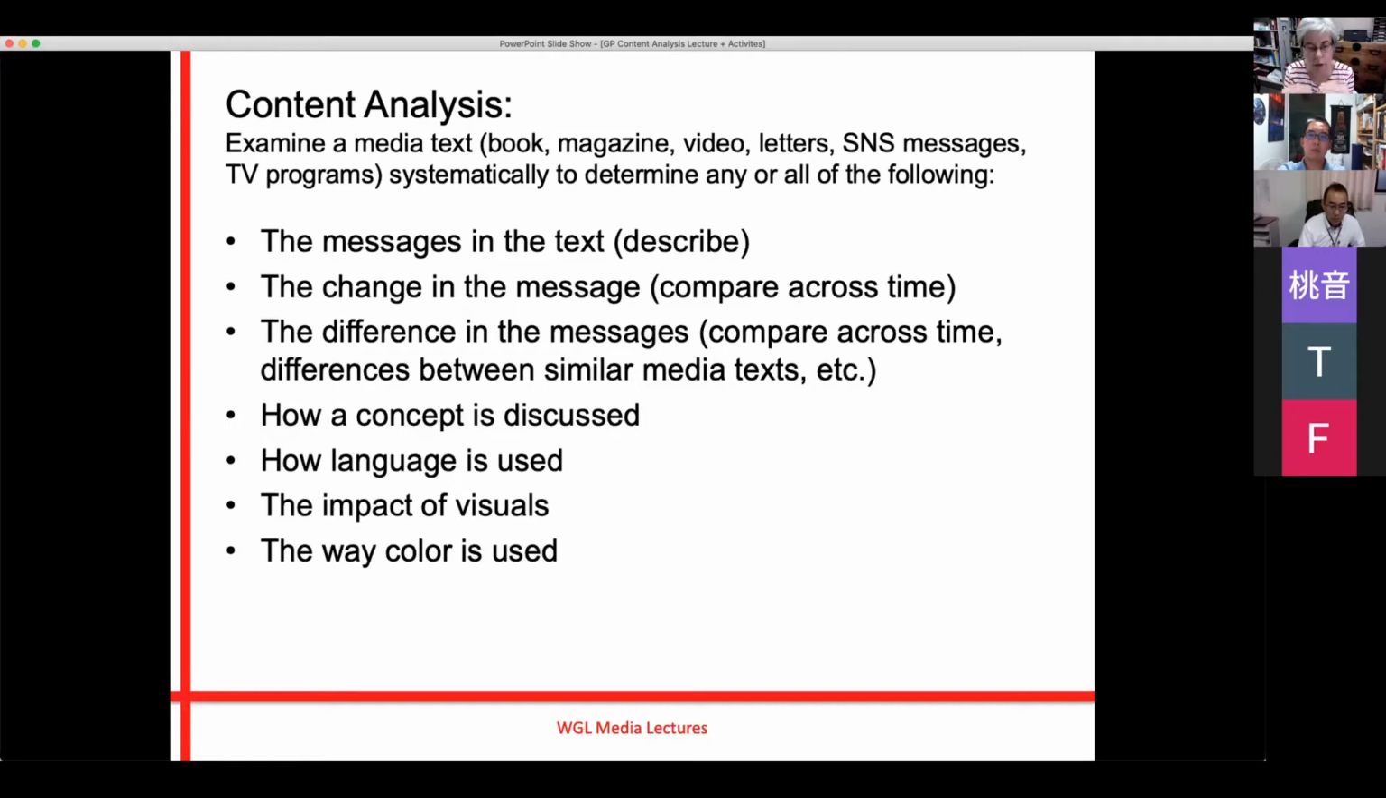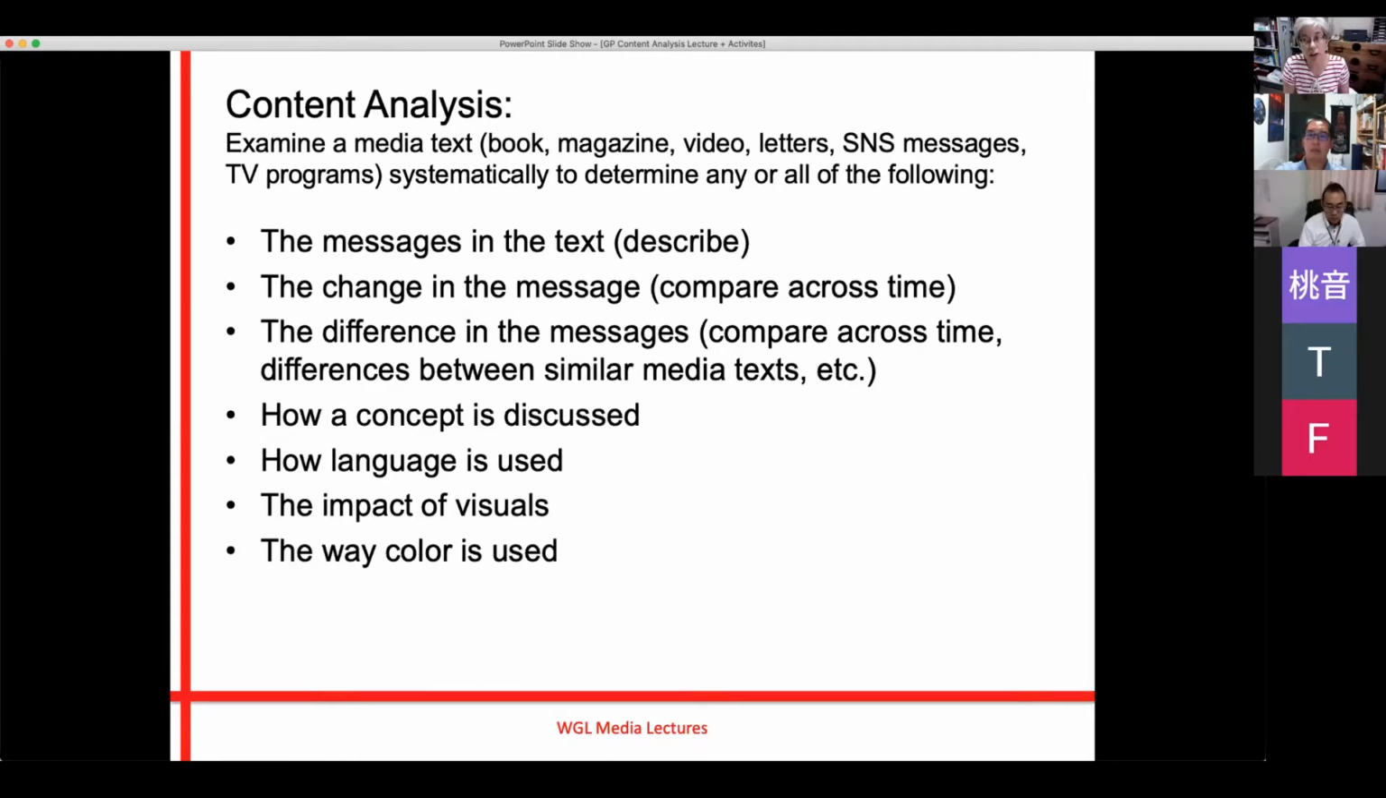So I'm looking at it for lots of systematic points. I'm looking for how the language is used. I'm looking at visuals and the impact of visuals. I'm looking at the way the color is used, if that is relevant. If it's a black and white picture, it's a difference. Now, I'm interested in Japanese society, so that's a topic I would research.